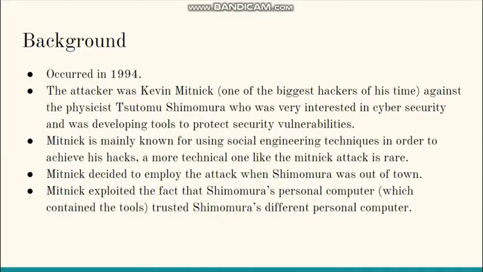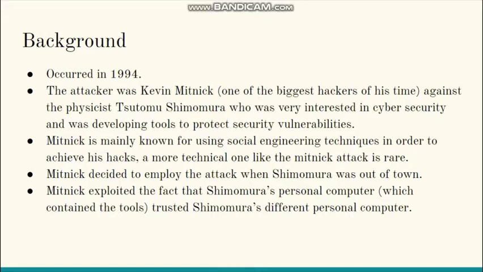First, I will cover some background on the attack. It occurred in 1994. The attacker was Kevin Mitnick, who was one of the biggest hackers of his time. He was on the FBI Most Wanted list, and he had stolen information from over 20,000 credit cards and hacked into many phone companies. This attack was done against the physicist Tsutomu Shimomura, who was very interested in cybersecurity and was developing tools to protect against security vulnerabilities. Mitnick had previously been using primarily social engineering techniques and tactics to perform the attacks, but this attack was much more technical.